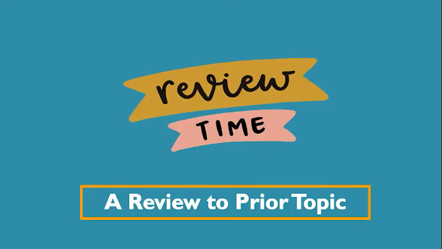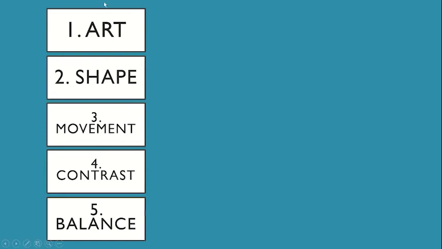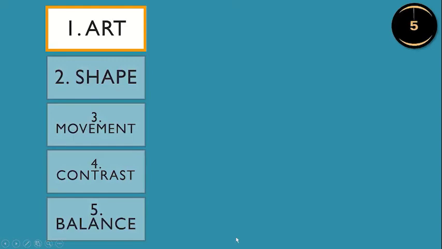Now let's move on to review time. For our recap, you have to define the given words on each item. You have 5 seconds to think of an answer. Start. Here are the words that you need to describe on this test. 1. Art. 2. Shape. 3. Movement. 4. Contrast. 5. Balance. Are you ready? Let's start with art. You have 5 seconds.